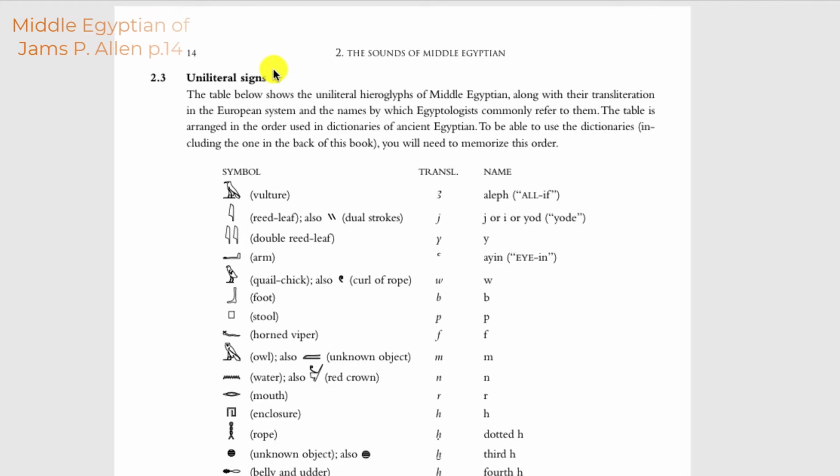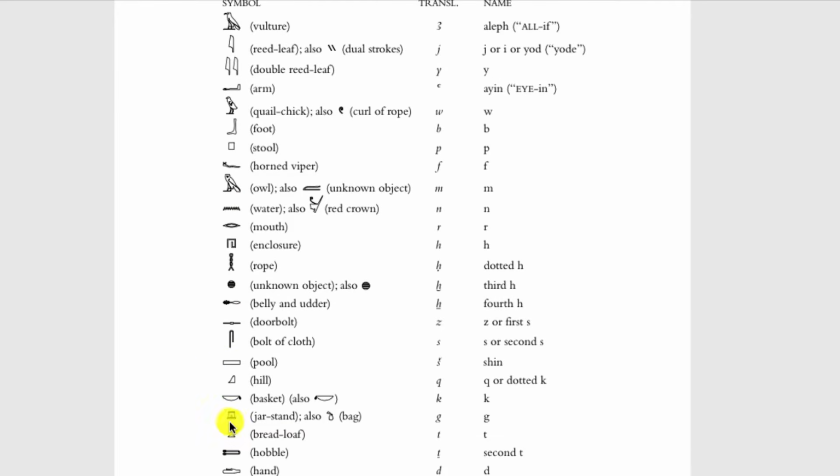I'm here on page 14 of the book Middle Egyptian by James P. Allen. Here you find the uniliteral signs. You also find the two uniliteral signs of the word Kemet here. Here you have the owl M, and here is the bread loaf T.